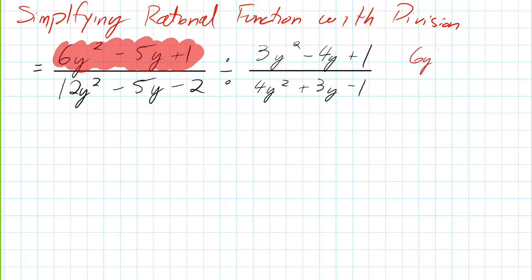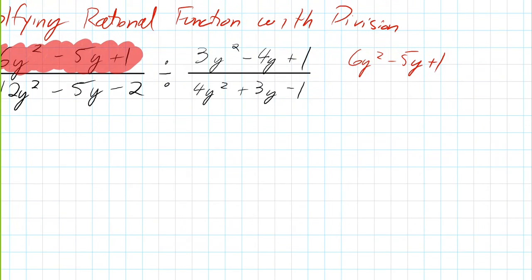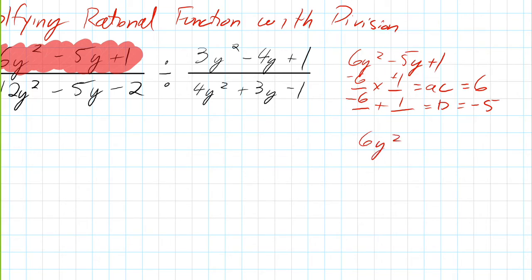So 6y squared minus 5y plus 1. Okay. I want to do some factoring of this. I'm going to do this relatively quickly, but we do have to remember our factoring rules. We're looking for 2 numbers that multiply to a times c, which in this case is 6 times 1, which is 6. And those same 2 numbers are going to equal our b value, which in this case is negative 5. And if I do negative 6 and positive 1, that works out. What that'll give me is 6y squared, and then in the middle, I get negative 6y plus y plus 1.